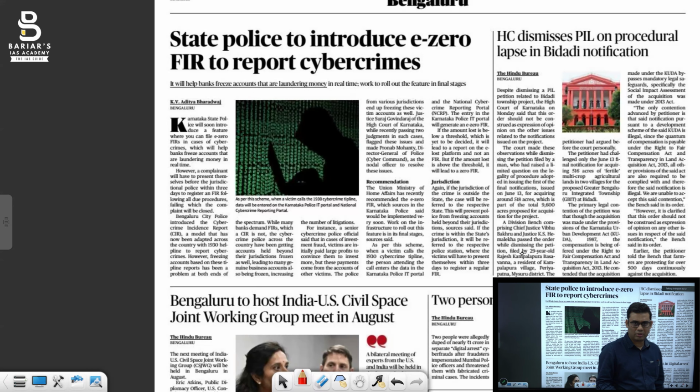It works pretty much like how zero FIR worked. Within the state, when you file it, it would be forwarded to the respective police station or jurisdiction, and the freezing of the account can take place instantaneously. But if it pertains to any other state, say for example it has been reported in Karnataka, earlier the Karnataka cell would end up freezing anyone's account in any other state as well. That used to happen earlier. Now it cannot be the case.